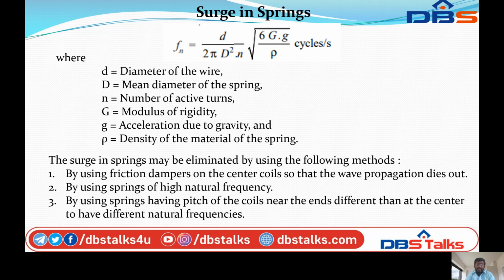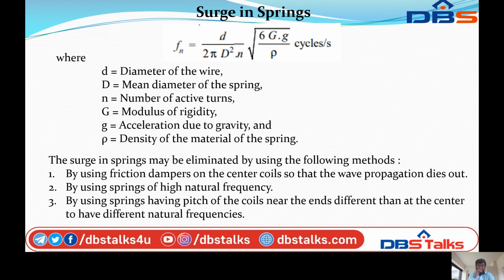The surge in springs may be eliminated by using the following methods. By using friction dampers on the center coil so that the wave propagation dies out. By using springs of high natural frequency. By using springs having pitch of the coil near the ends different from the center, to have different natural frequencies. So these are the surge in springs. We can calculate the surge in springs. The formula is fn = d / (2π D² n) × √(6 G g / ρ), in cycles per second.